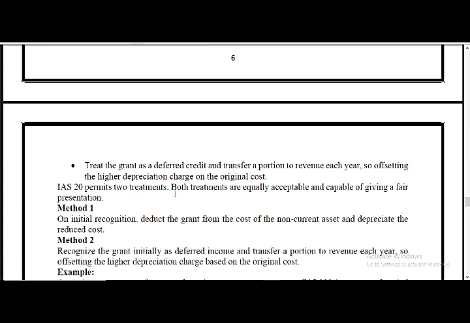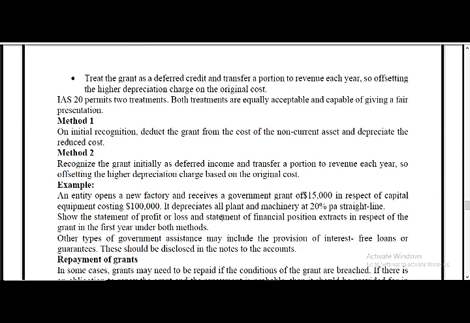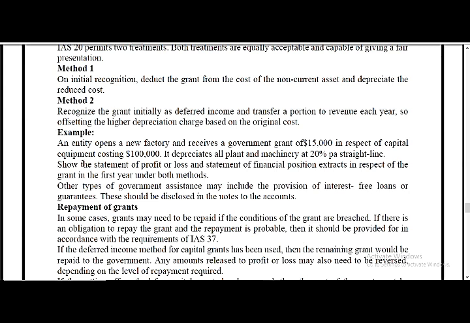IAS 20 permits two treatments. Both treatments are equally acceptable and capable of giving a fair presentation. Both methods we have already discussed: with initial recognition, deduct the grant from the cost of the asset. The second one is that the grant is initially recognized as deferred income, then taken into your revenues. We'll do an example of this one.